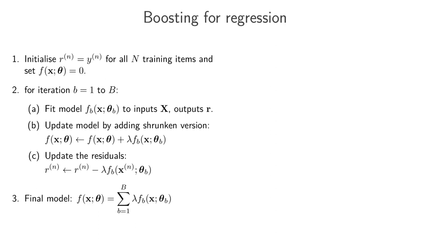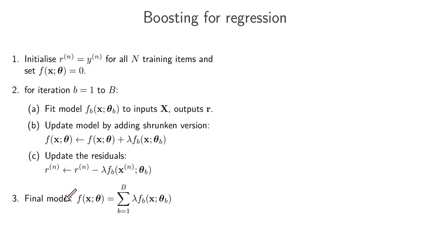So I've broken down the algorithm into 3 steps. In the first step, we just initialize the whole process. In the second step, we're going to iterate. We start with a little b equal to 1 up to big B. And in each of these iterations, we're going to train a new model, f little b, with its own set of parameters, theta little b. So we're going to train, in the end, capital B different models.